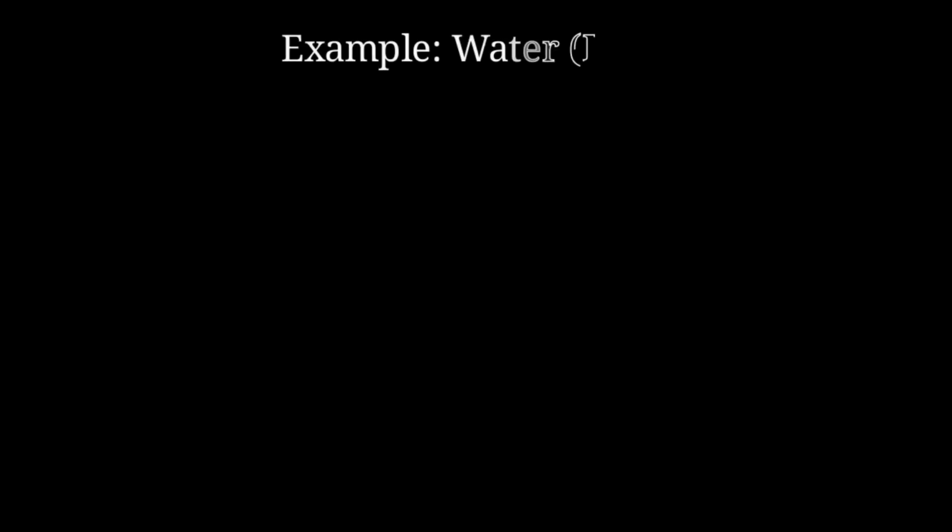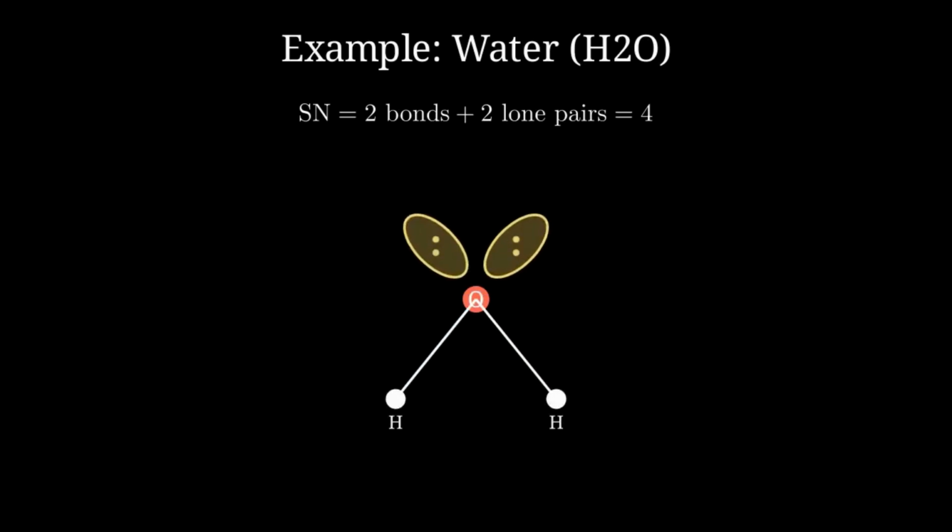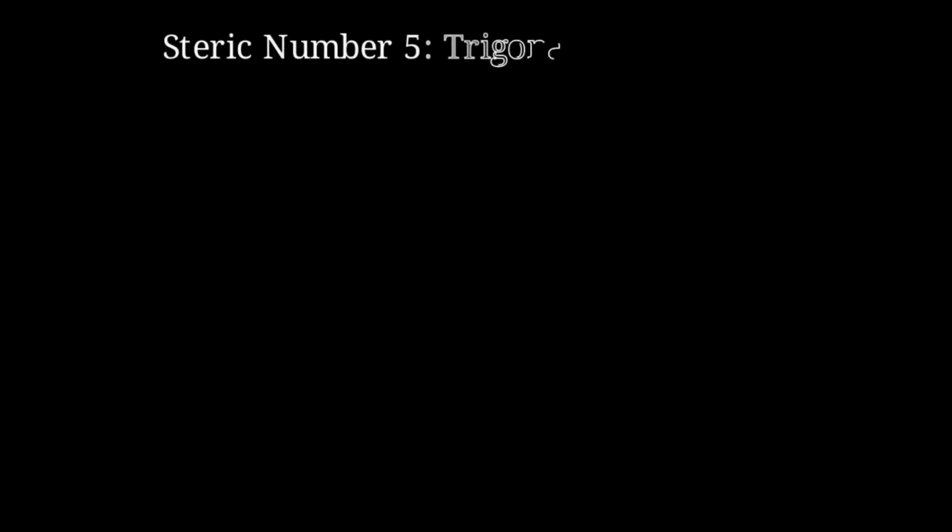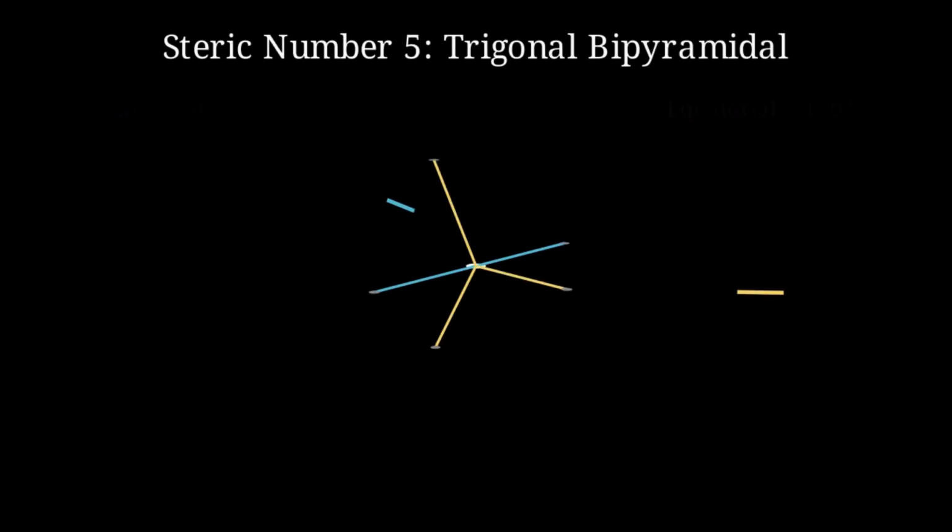Water also has a steric number of 4, but with 2 lone pairs. These 2 regions of high repulsion compress the bond angle even further to 104.5 degrees, resulting in a bent molecular geometry. A steric number of 5 leads to a trigonal bipyramidal shape.